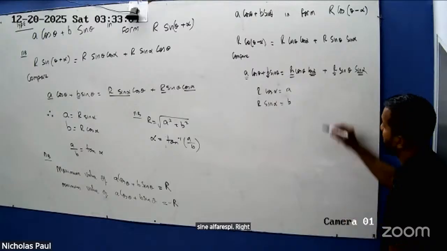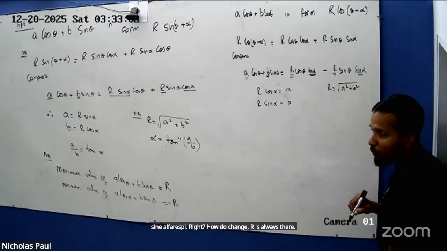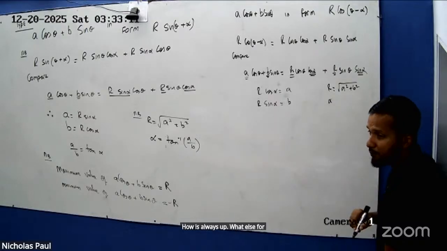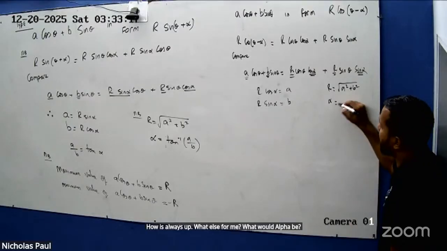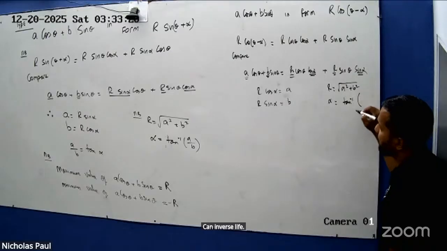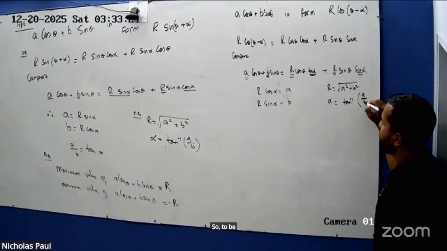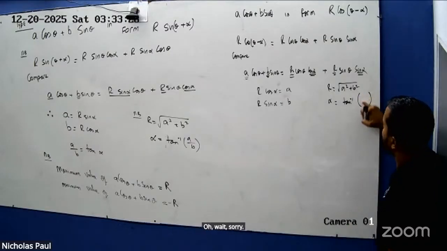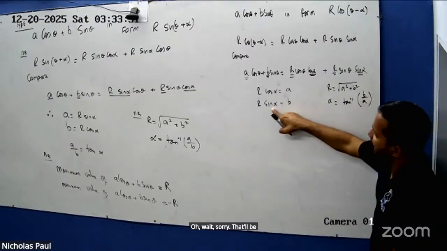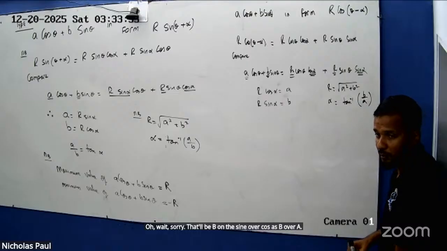Right? R, no change. R is always there. What would alpha be? Tan inverse what? It's the opposite, right? So it will be tan inverse A on B. No, wait, sorry. It'll be B on A. Sine over cos is B over A. Are you okay with that?